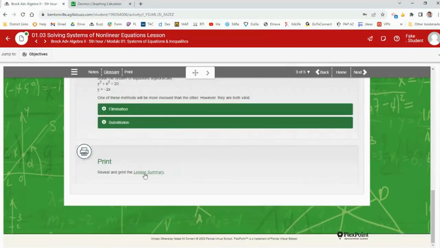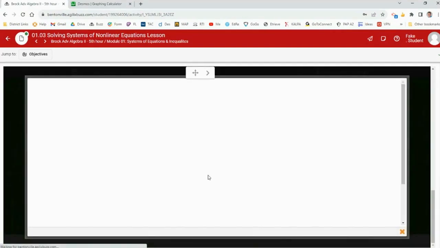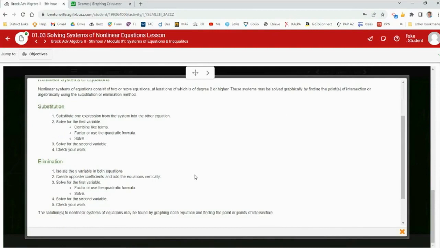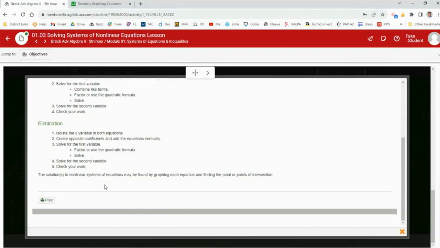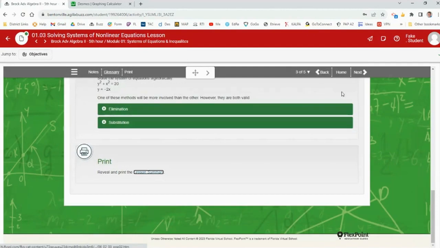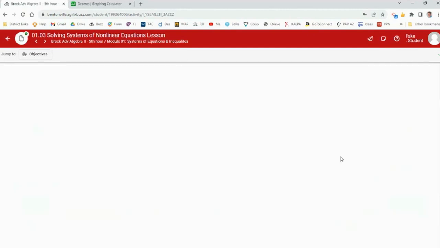There's our lesson summary. Lesson summary, solving systems of nonlinear equations. You can use substitution, you can use elimination, just like we did with linear equations. The only difference is you're dealing with an x squared or something larger than just linear most of the time. They give you some extra problems to practice.